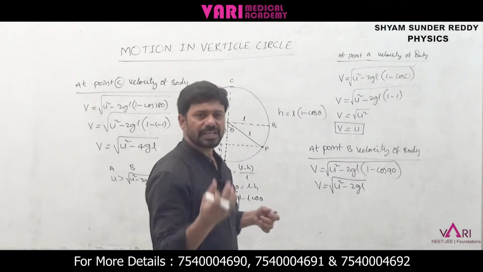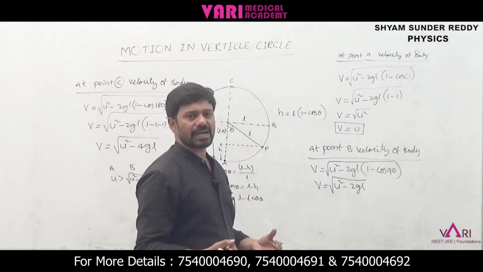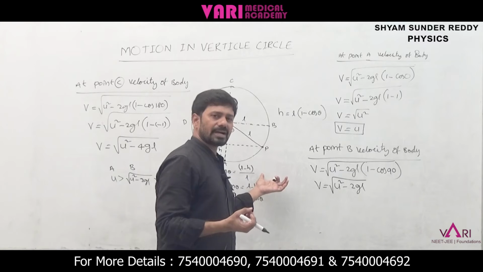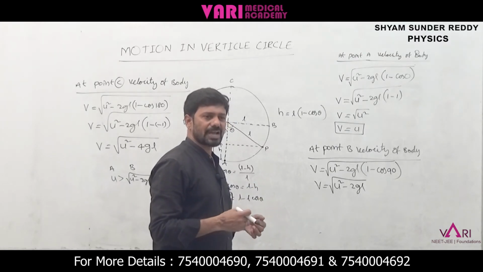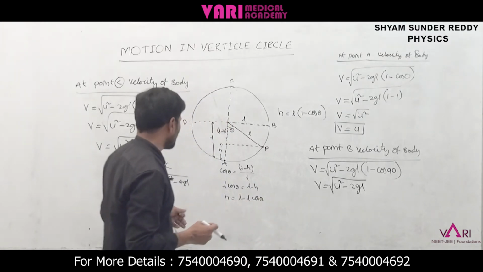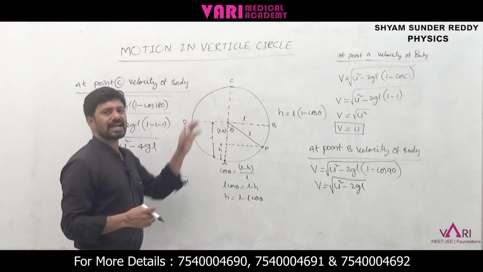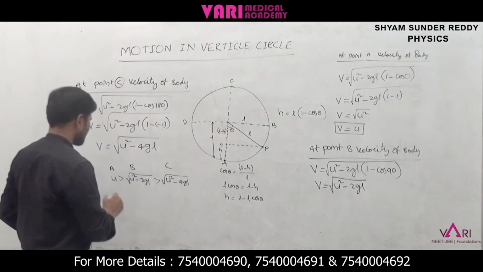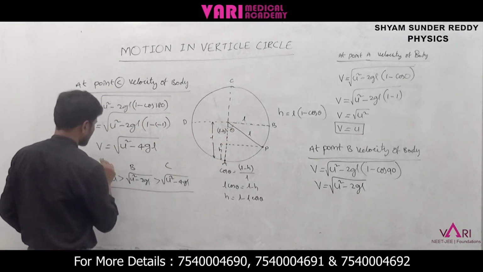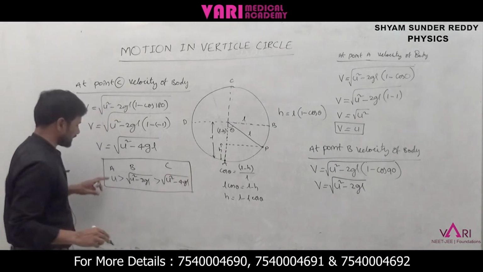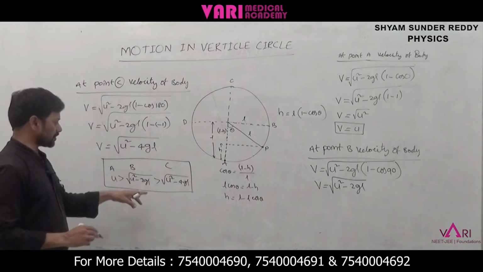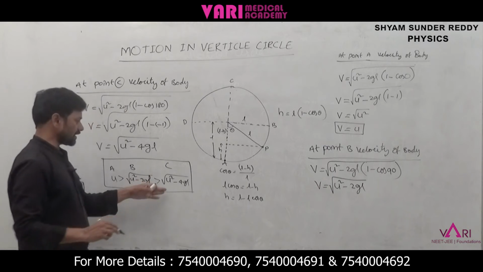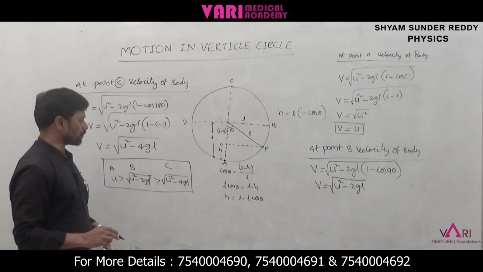Here the body is influenced by the gravitational force of the earth. Due to that, its velocity decreases. This is the reason. And the velocities are like this: U is greater than the square root of U square minus 2gL, which is greater than the square root of U square minus 4gL.